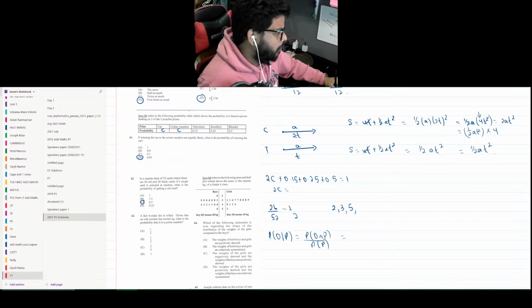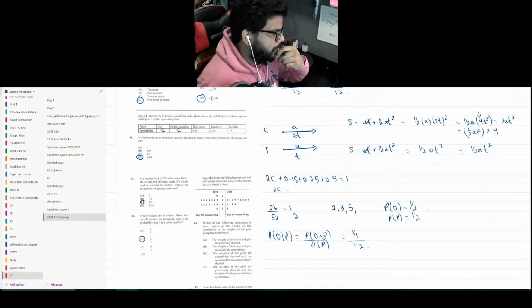The intersecting probability that it is a prime number: the probability that we have an odd number could be a half. The probability that we have a prime number will be also a half. So this could be a quarter. A half by a half is a quarter, divided by a half. A quarter multiplied by 2 is a half. Yeah, so the answer is a half.